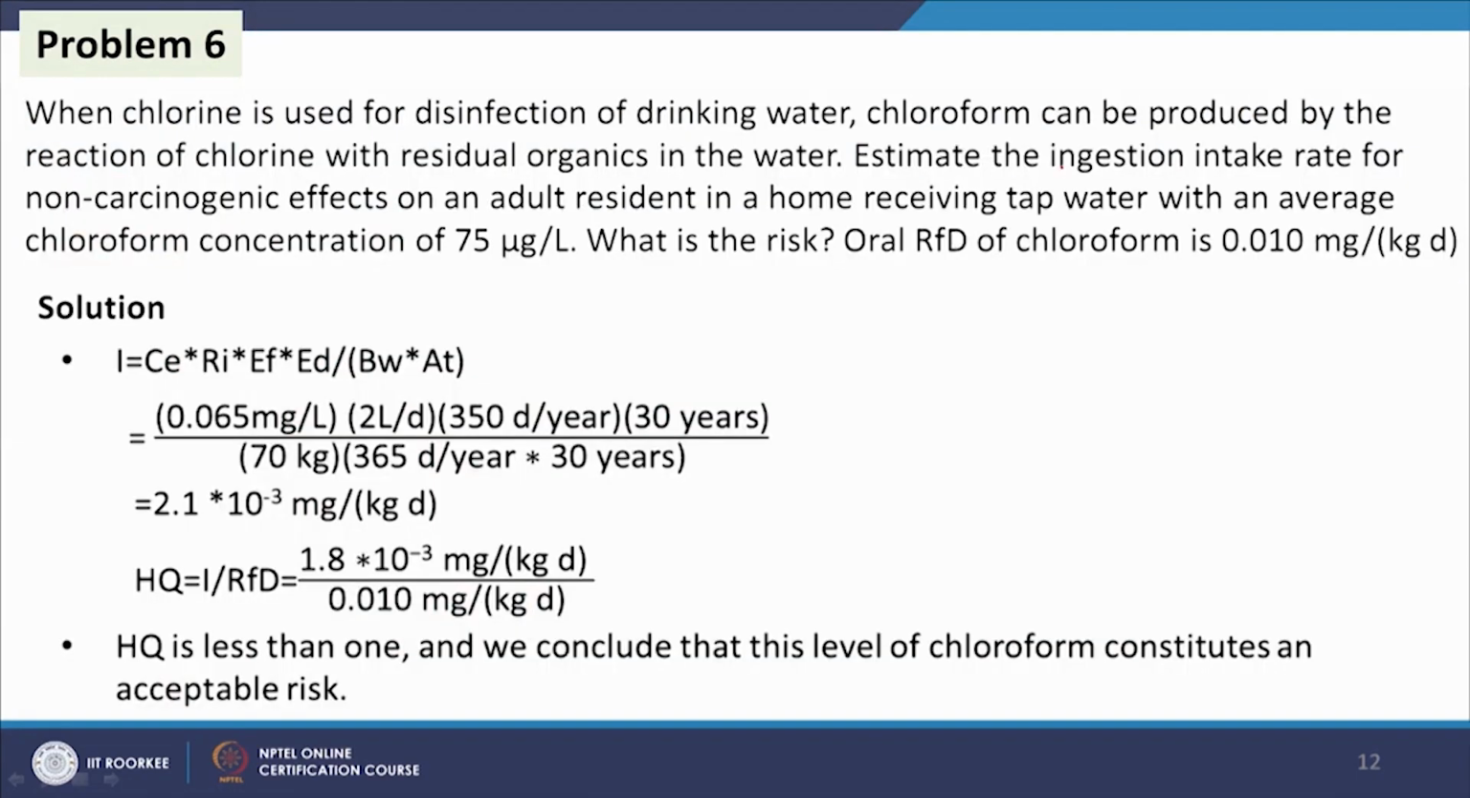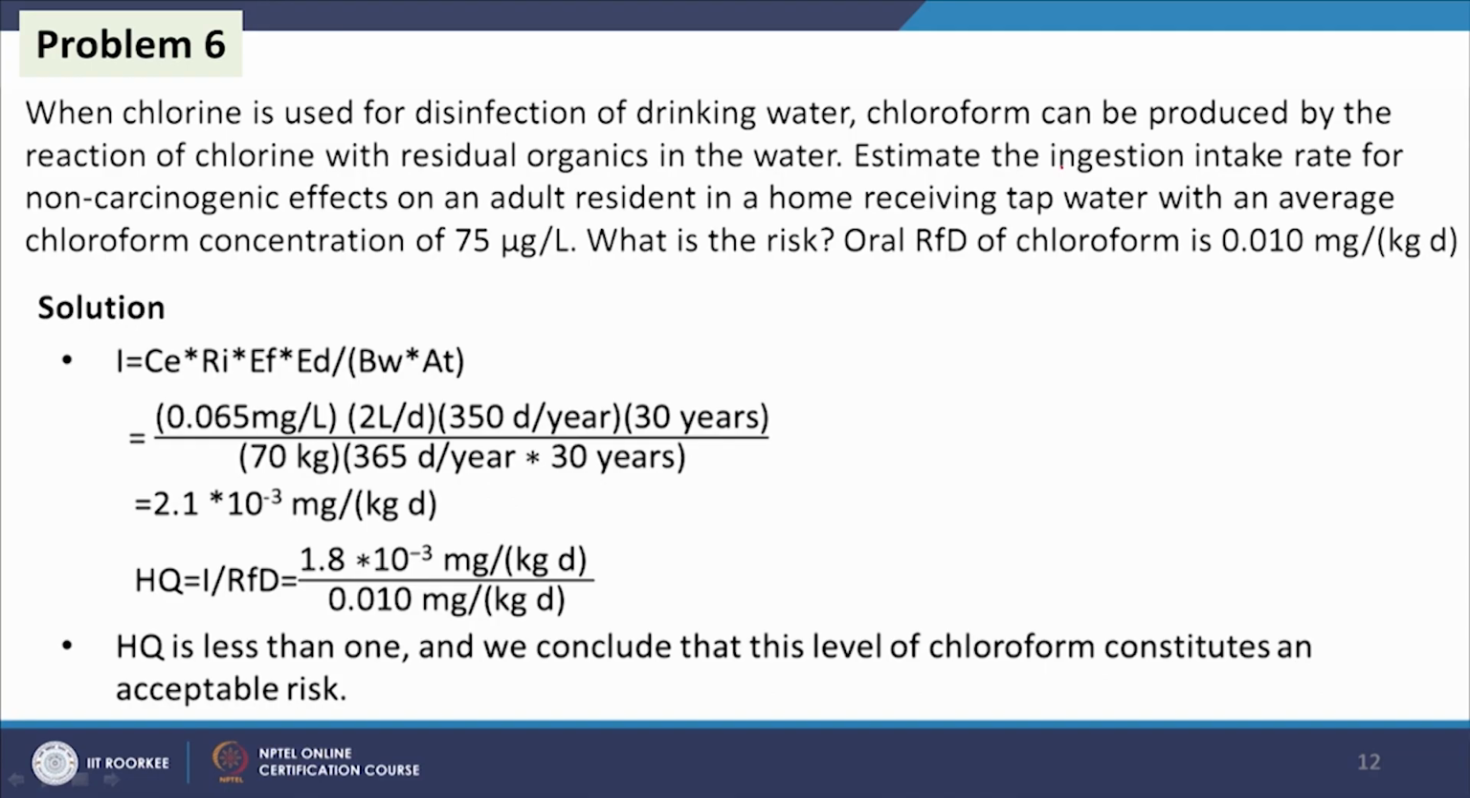So, the statement of the next problem is, when chlorine is used for disinfection of drinking water, chloroform can be produced by the reaction of chlorine with residual organics in the water. Estimate the ingestion intake rate for non carcinogenic effects on an adult resident in a home receiving tap water with an average chloroform concentration of 65 microgram per liter. What is the risk? Oral RfD of chloroform is 0.010 mg per kg day. So, now we have to solve it.